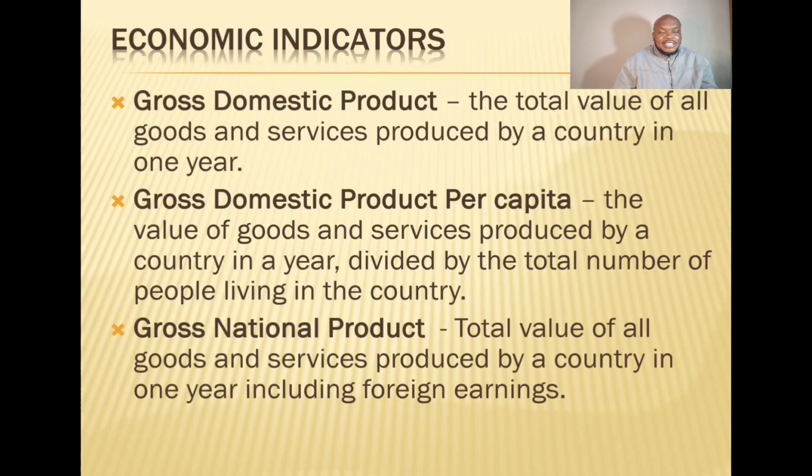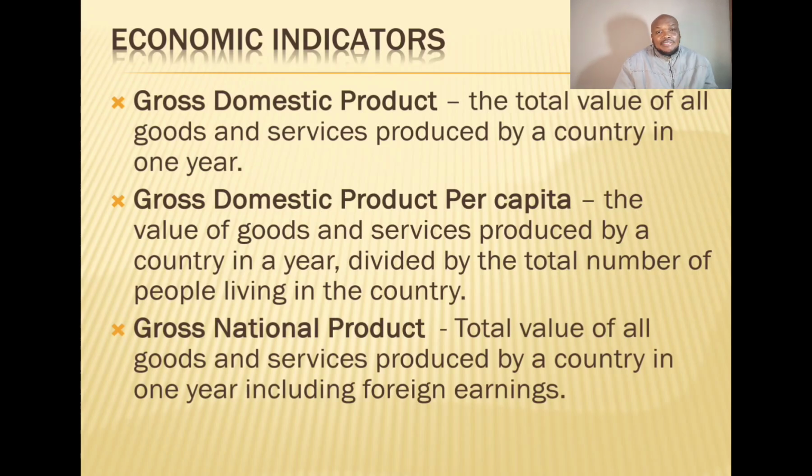Secondly, we have the gross domestic product per capita. The GDP per capita is the value of goods and services produced by a country in a year, divided by the total number of people living in the country. So in other words, to get the GDP per capita, we take the GDP and divide it by the population of the country. By doing that, we get to see how much each person contributes to the GDP.